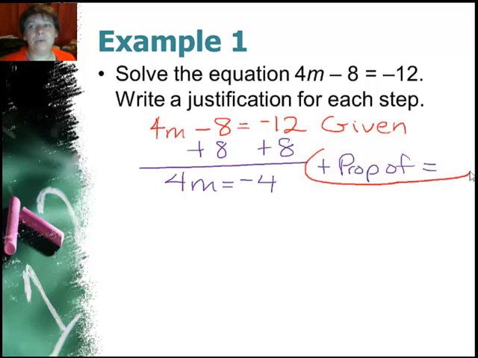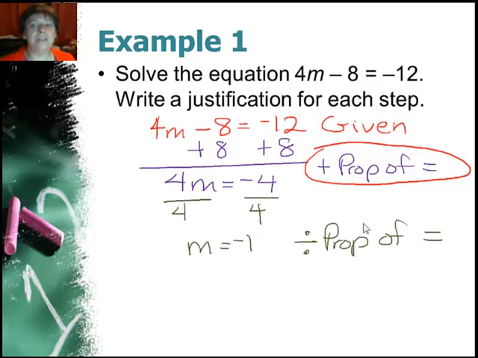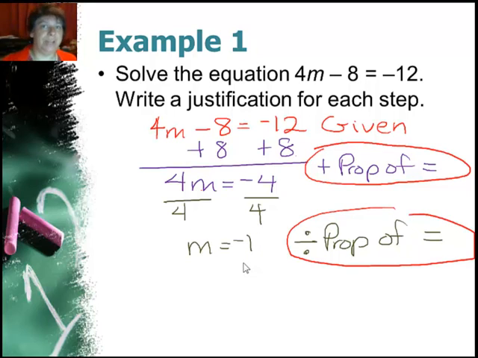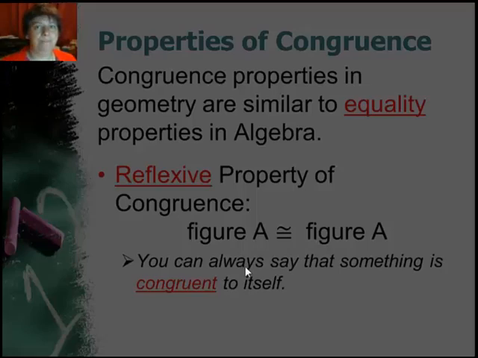Notice how I use this sort of shorthand for the properties. That's fine. So 4m minus 8 equals negative 12. Add 8 to both sides. And I get 4m equals negative 4. Then I can use the division property of equality to divide both sides by 4, and my answer is m equals negative 1.